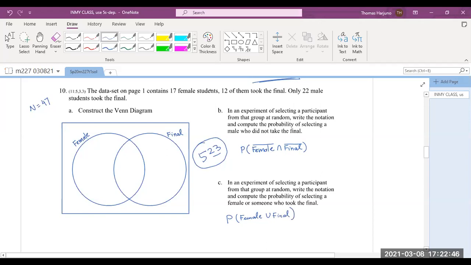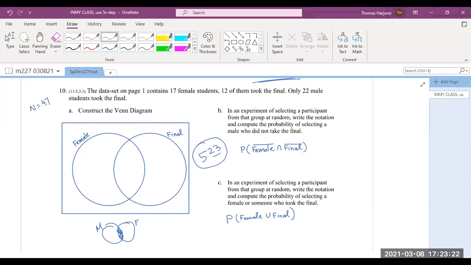Professor, I have a question. Can't you do female and male, and then in the middle write how many between the two took the final? The intersection? Well, no, that's not what a Venn diagram means. If you do male here and then female here, then the intersection will be the group that is male and female at the same time.